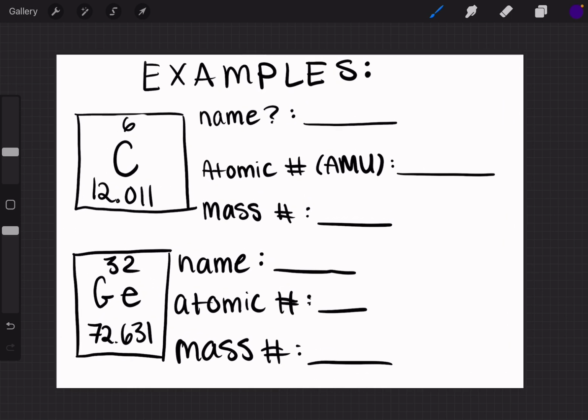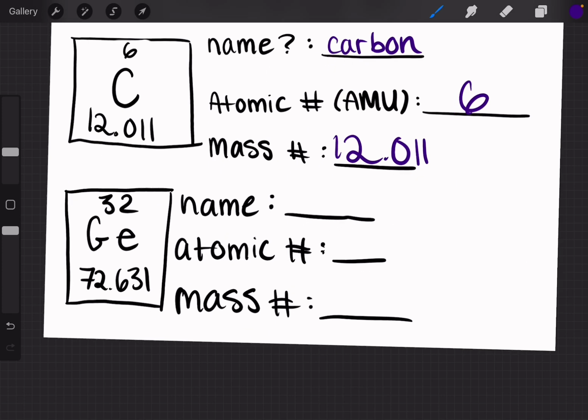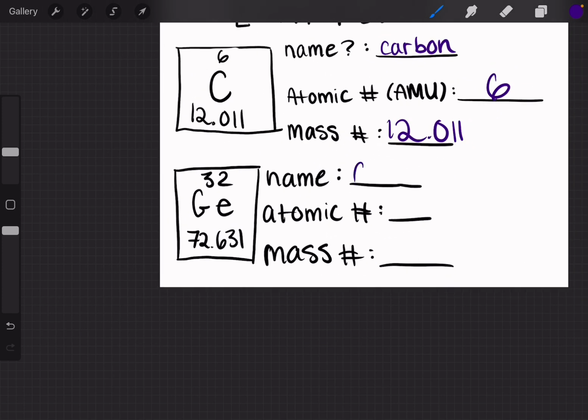So our first one is carbon. The atomic number is 6, and the mass number is 12.011. The name for this one is germanium. Didn't make my line long enough. The atomic number is 32, and the mass number is 72.631.